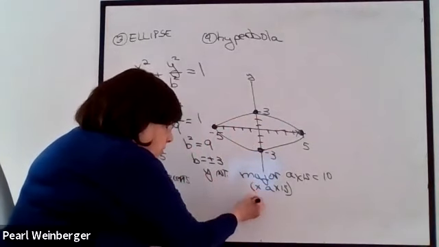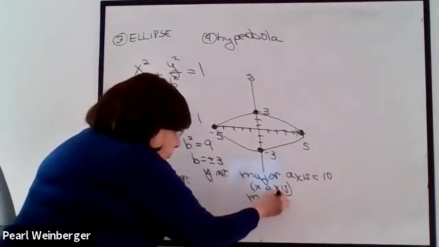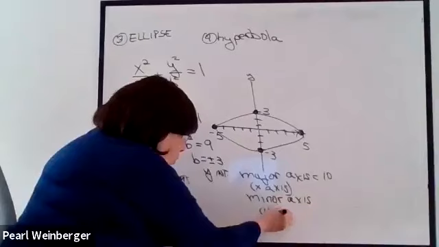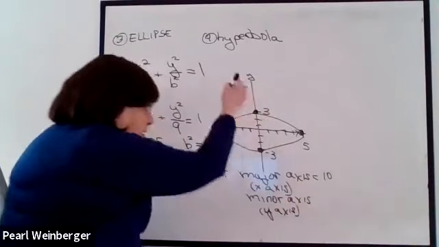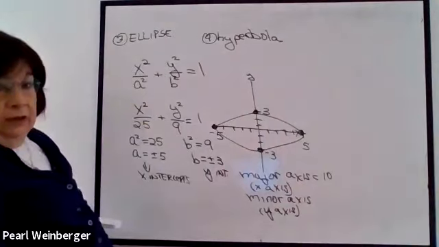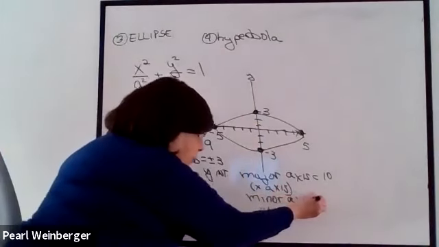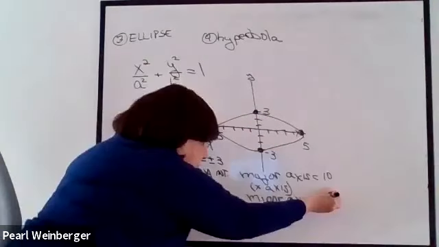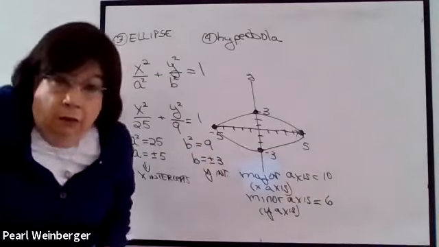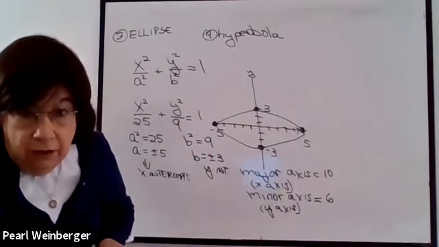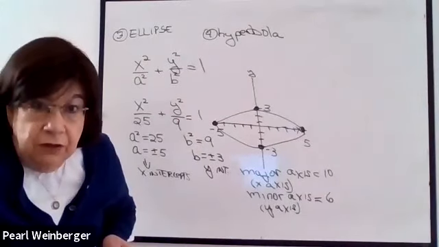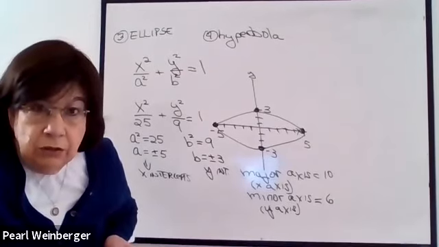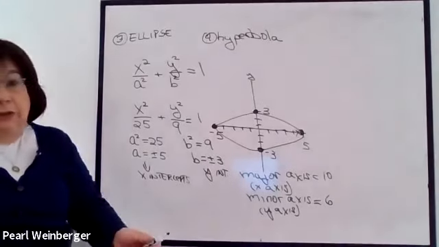The smaller axis is called the minor axis. In this case, it's the one along the y-axis. In other words, it's the vertical axis in this case. And the length of the minor axis is, well, it's going from -3 to 3, which is a total of 6. Basically, those are the different bits of information that you need to know about an ellipse.